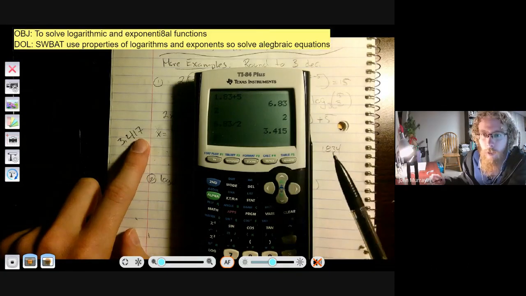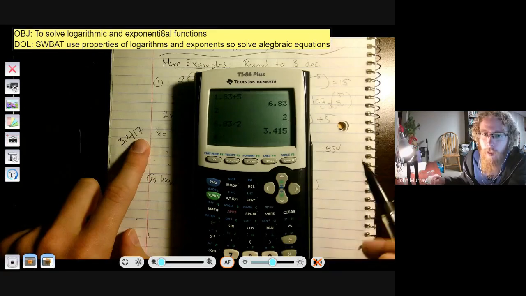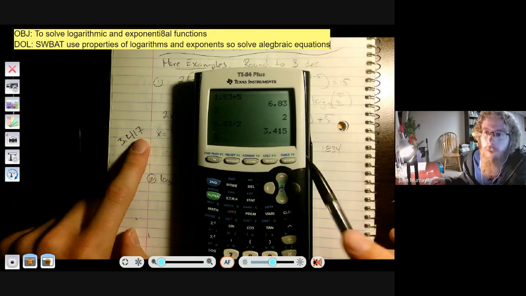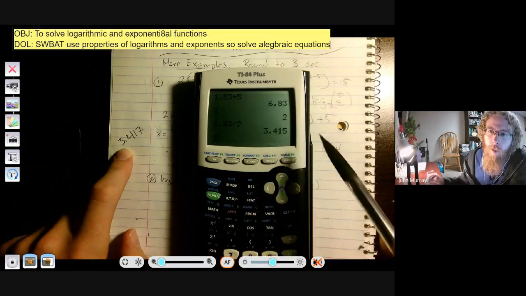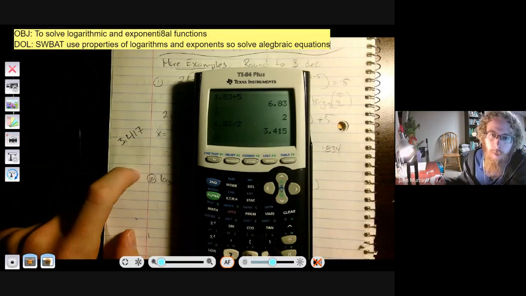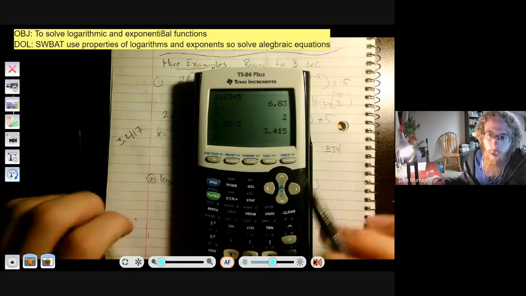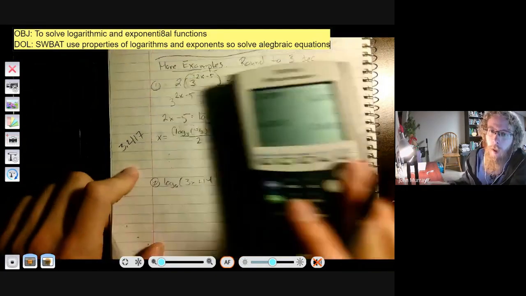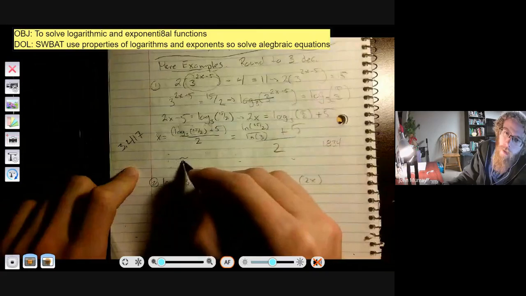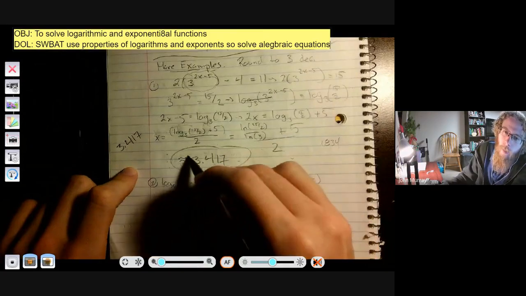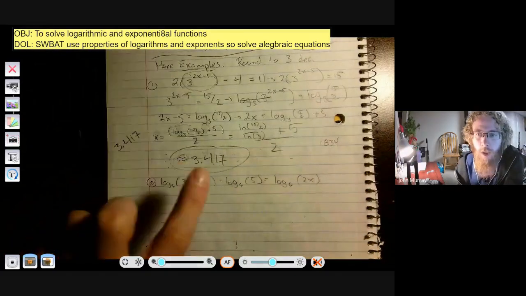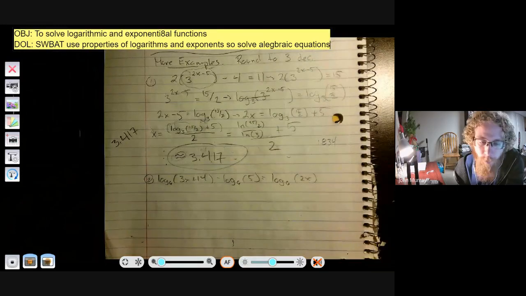If this is for business and you're dealing with somebody's money, 3.417 million and 3.415 million, well, you're missing out on $2,000 there. That could be a big difference for somebody. So we want to be as accurate as possible. But since we rounded, I put that squiggly line for approximately 3.417. Any questions about that one, the exponential?